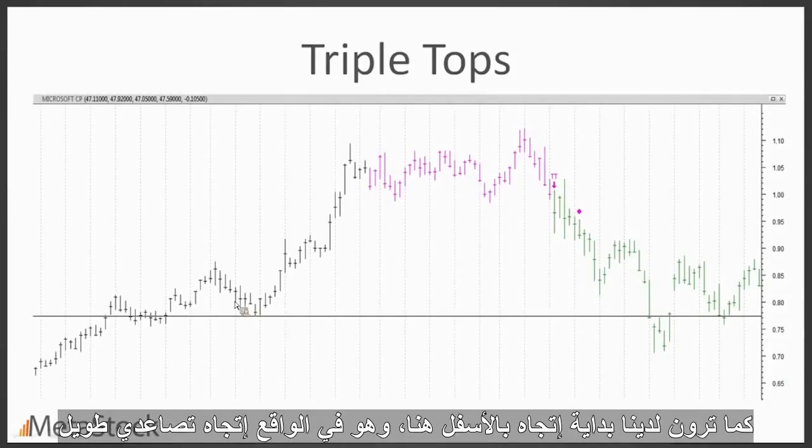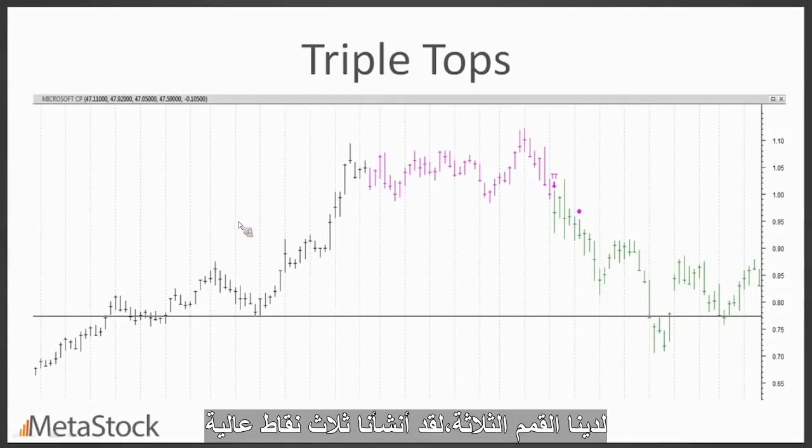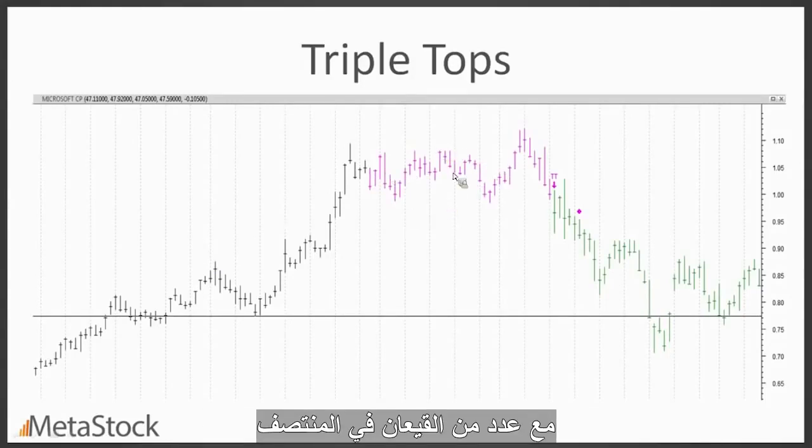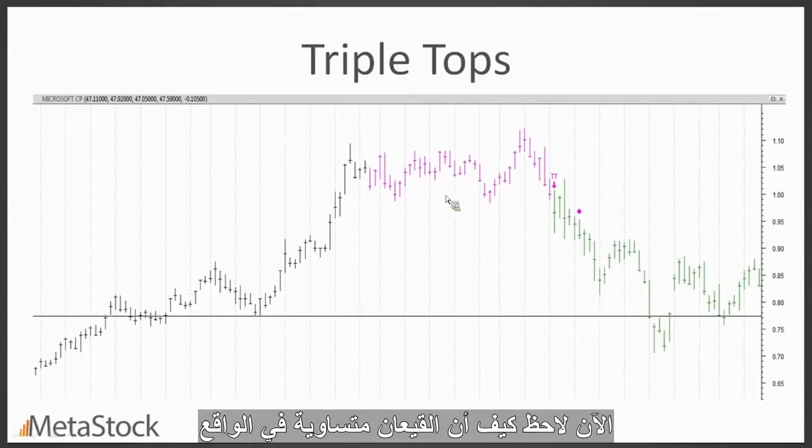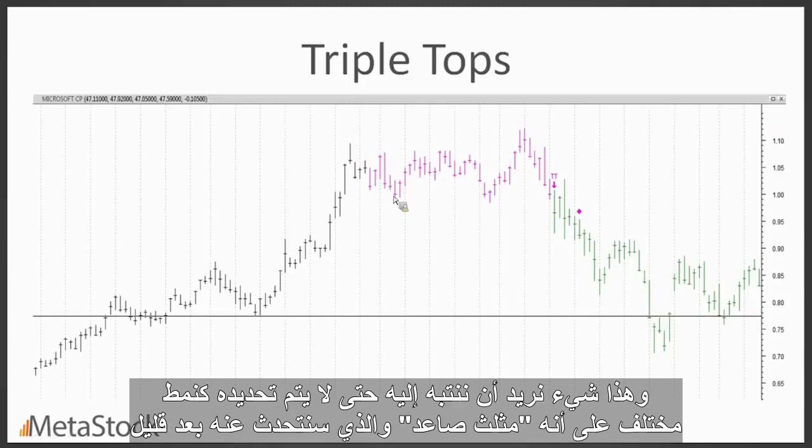As you can see, again, we have the beginning of a trend down here, and this is actually a long upward trend. We have our triple top, so we're establishing three high points with a couple of troughs in the middle. Now notice how the troughs are actually even, and that's something we want to pay attention to so that this is not identified as a different pattern, an ascending triangle, which we'll get into a little bit more.